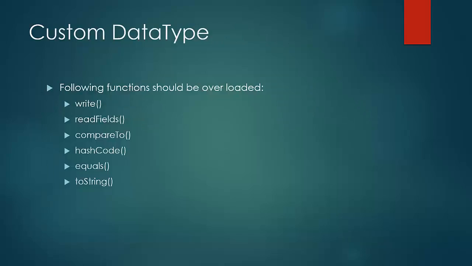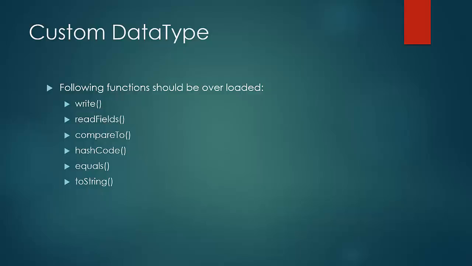Even a custom Writable implementation can be done by extending the WritableComparable interface. But in that case, the following functions should be overloaded, majorly because they are inherited from the interface or are being used in sort or shuffle stages. I've put an example of a custom Writable along with this lesson. Please go through it after the lesson.